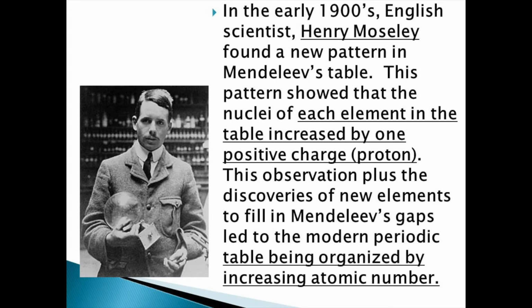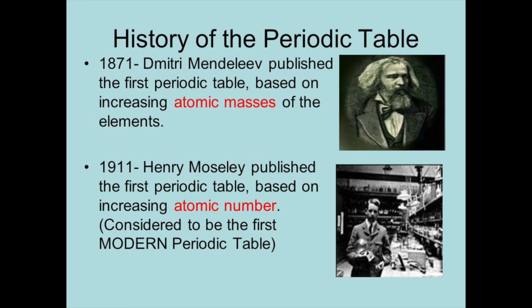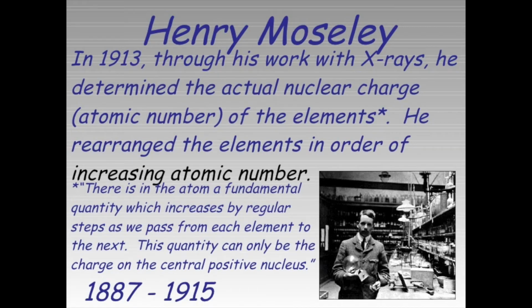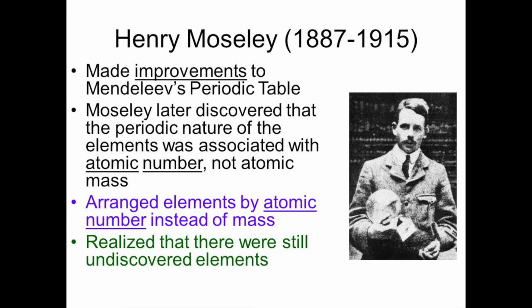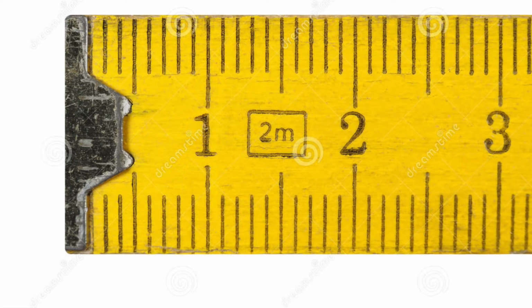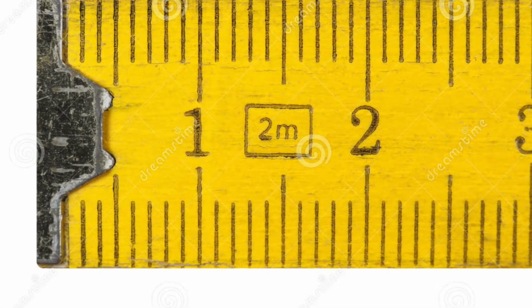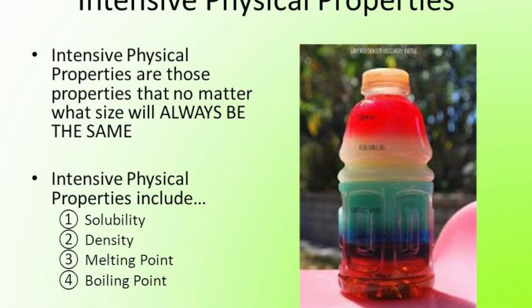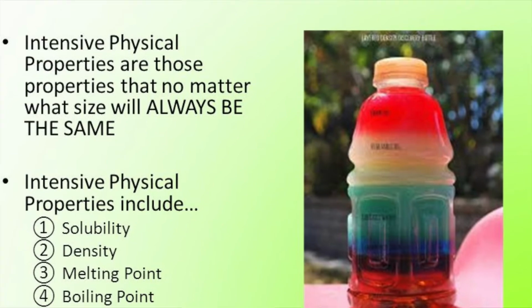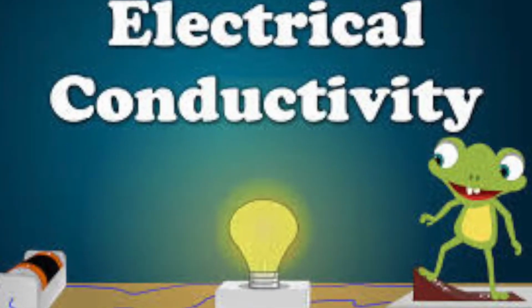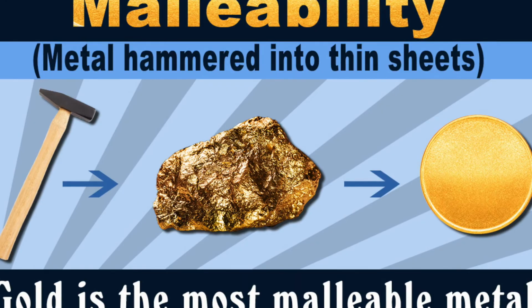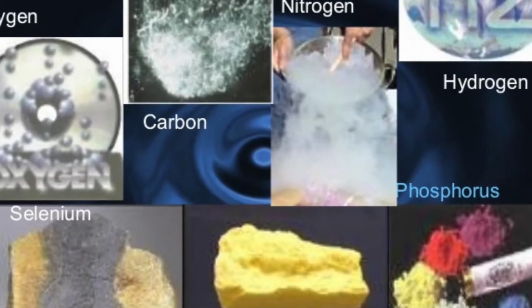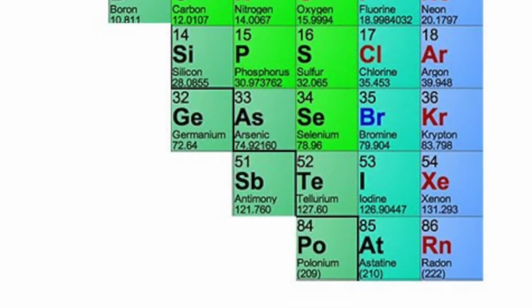Could elements be grouped by state and color? No, too many elements look alike. By taste? Definitely not. Too many elements are poisonous. Also, taste, color, and state cannot be measured. The scientists also used properties that you studied earlier in this unit. For example, properties such as conductivity, malleability, and luster suggested that elements could be grouped generally into metals and nonmetals.